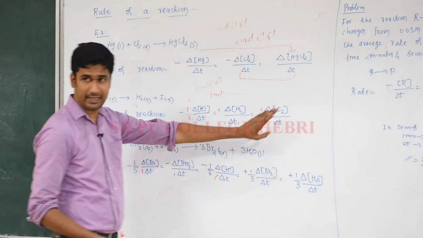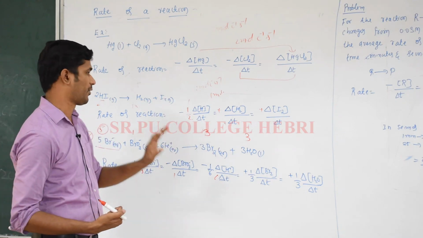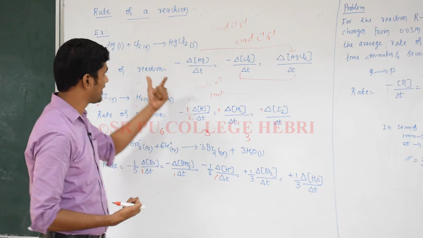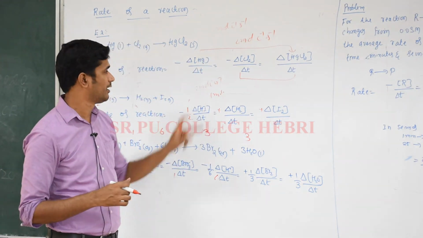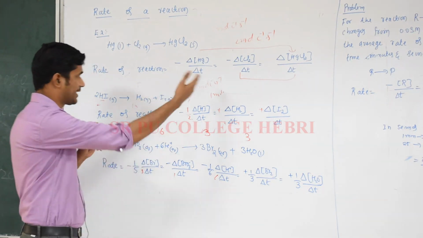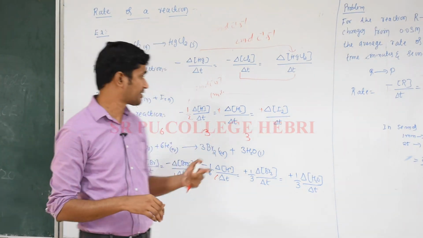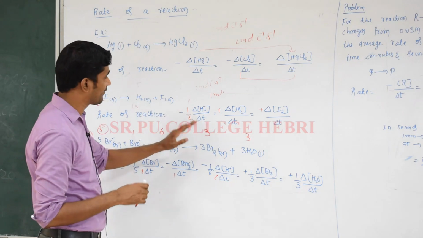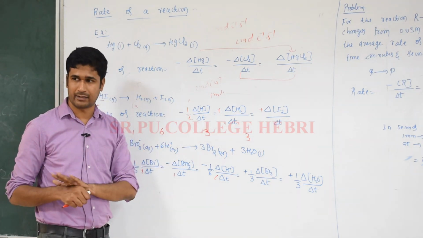You divide the rate by the coefficient of that particular reactant or product. This is very simple. Understood? Yes. They may ask you to write these rates for different kinds of reactions for 1 mark. One thing you remember: if the reaction has no coefficient, straight away you write the reaction and rate. If any reaction has a coefficient, first you write the rate, then you divide the rate by the coefficient of that particular reactant or product. Understood?